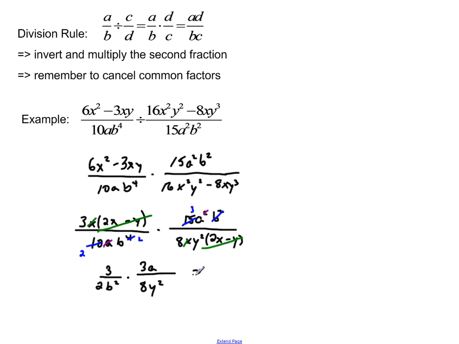So now we can do a little bit of multiplication right here. Looks like we've got 3 times 3a, which is 9a. And then the denominator, 2b squared times 8y squared, looks like 16b squared y squared. This would be our simplified fraction, so we're done with this one.